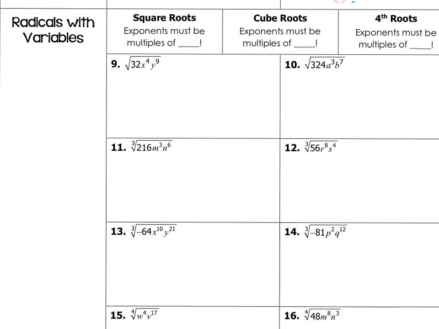This lesson is on simplifying radicals with variables. So the first step is going to be to simplify the number using prime factorization.